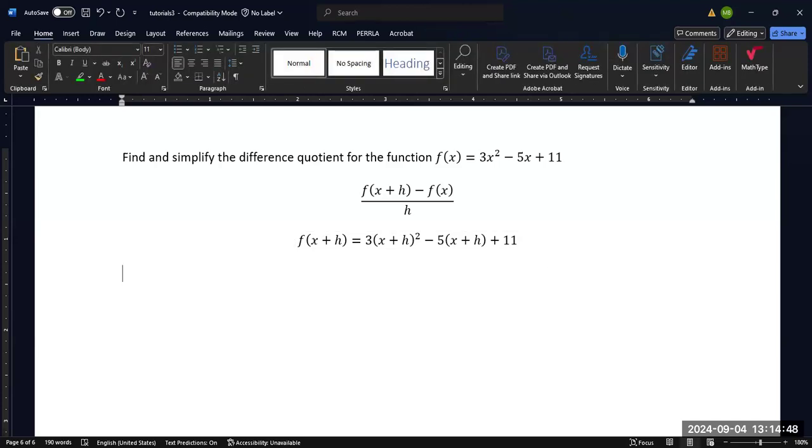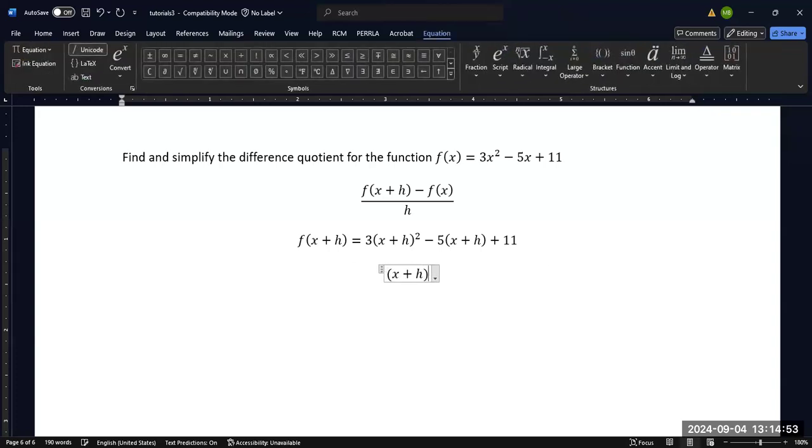Now, one thing to keep in mind, x plus h quantity squared is not x squared plus h squared. This is wrong. Your problem will not simplify properly if you do this. Powers do not distribute through addition or subtraction. You can't do that. So what you have to do is you have to FOIL, or remember that there is a formula for a perfect square binomial.